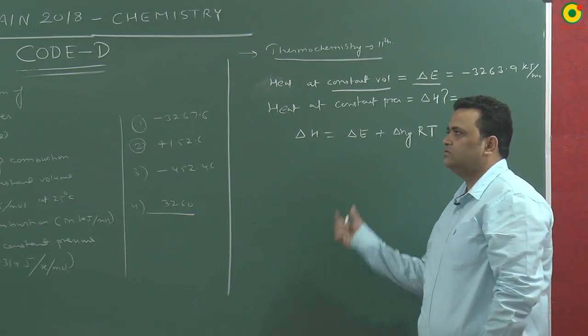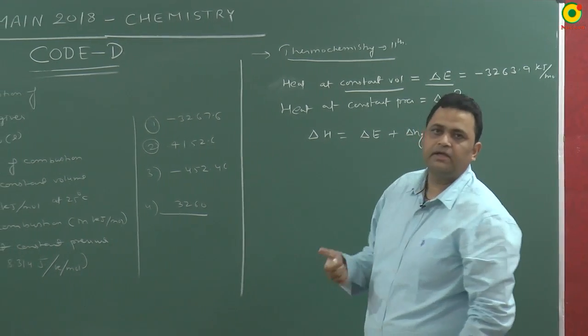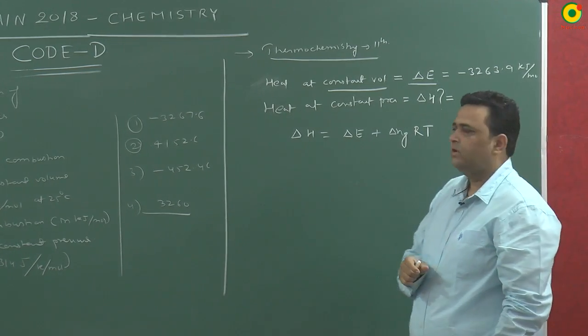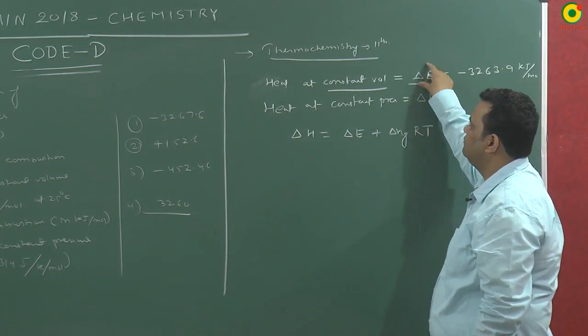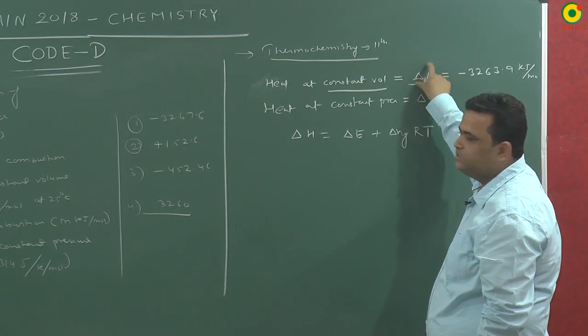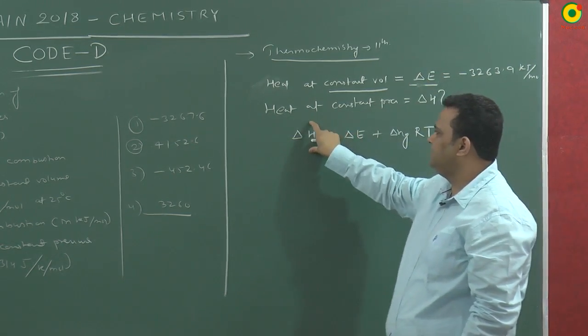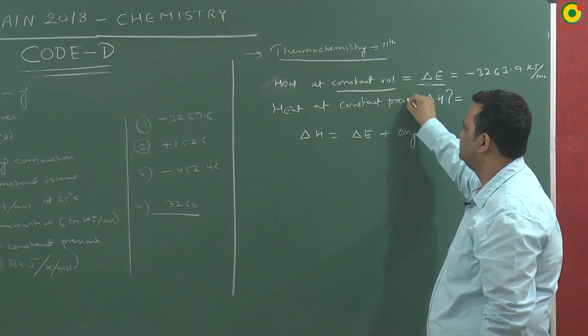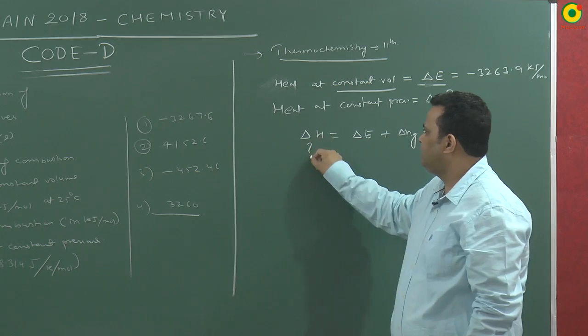We can say that this question is based on the bomb calorimeter, and in the bomb calorimeter combustion takes place at constant volume, and on the basis of constant volume the heat is called delta E, the change in internal energy, and we are finding delta H, the enthalpy change, which is the heat at constant pressure. So we have to find delta H.